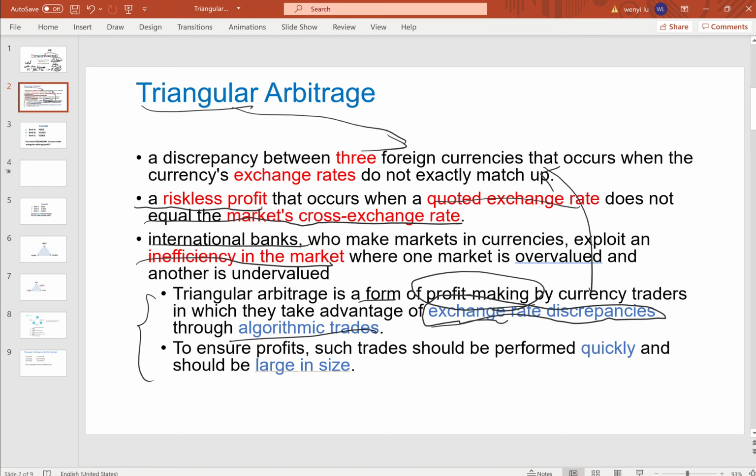To ensure the profits, such trades should be performed quickly and usually in a large size. In the interbank wholesale market, every transaction is $10 million. So even a small discrepancy, maybe only a cent.